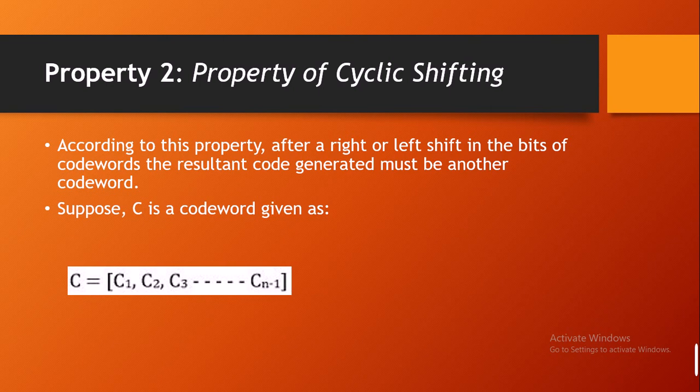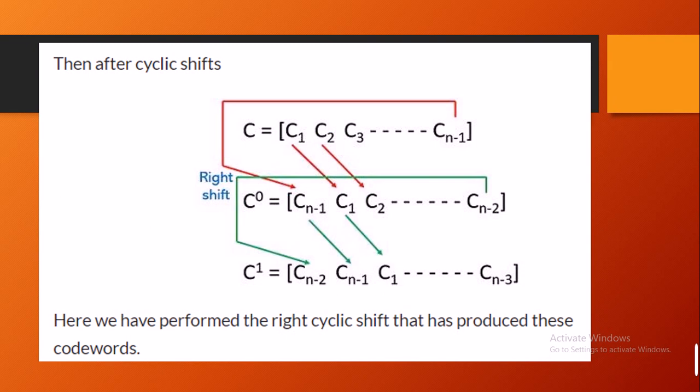Suppose C is a code word given as C equals C1, C2, C3 till Cn minus 1. So this is a cyclic shifting, as explained in this diagram. After the cyclic shift, C1 is shifted here and Cn minus 1 has come in front. Similarly, Cn minus 1 has moved forward and Cn minus 2 has come here. This is the cyclic shift. Hence, we have prepared this right cyclic shift that has produced these code words.